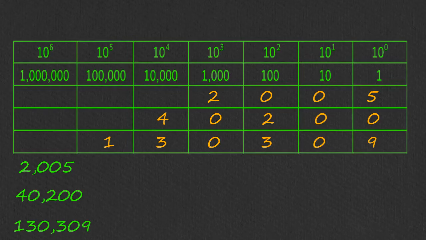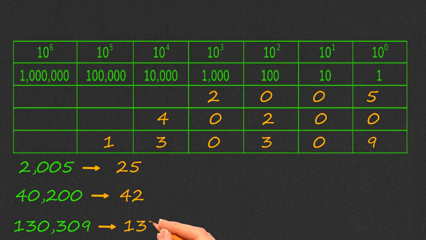Now let us see what would happen if we did leave out those zeros. 2005 would become 25. 40,200 would become 42. 130,309 would become 1,339. Those numbers without the zeros are very different from the numbers with the zeros.